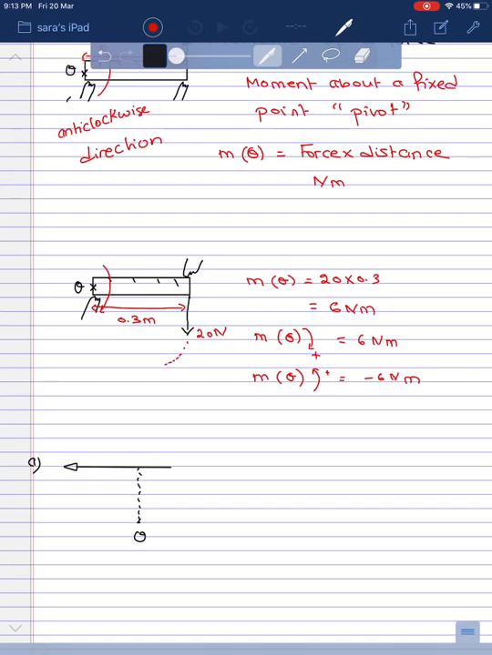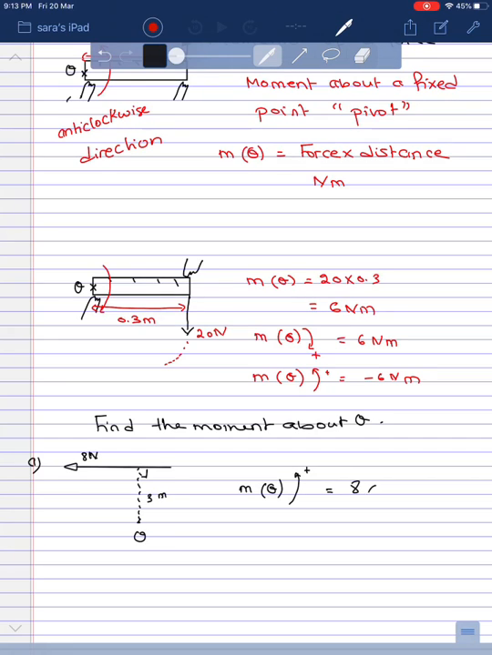Let's say I want to find the moment about O. So let's say in the following question I want to find the moment about O. Let's say I have a force here which is 8 Newton, and the distance is 3 meter. Then the moment about O, let me take the positive sense to be again anti-clockwise.